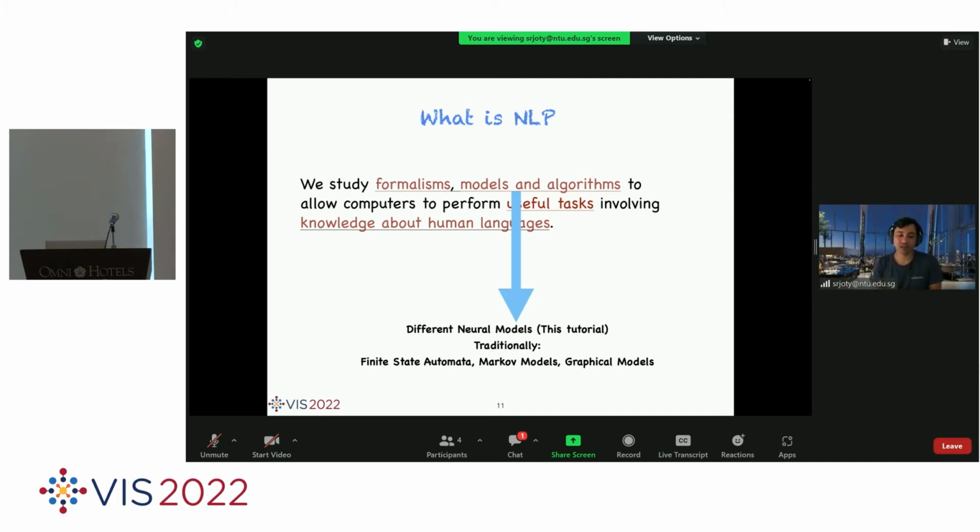Just a note here that traditionally, before 2012, the more prominent approaches were models like finite state automata, Markov models, or probabilistic graphical models. But now most of them have been replaced by deep neural models, and they perform really well compared to those models.